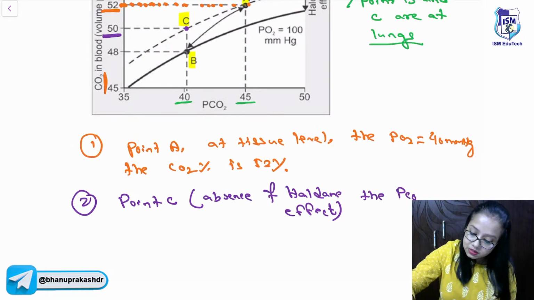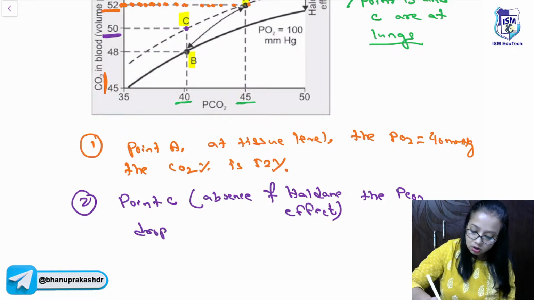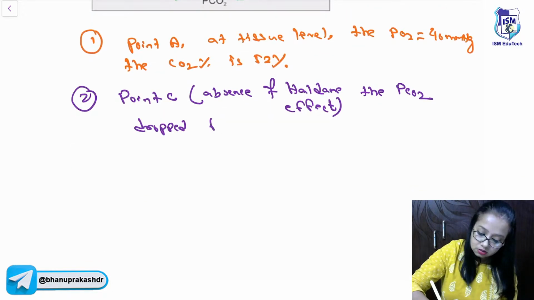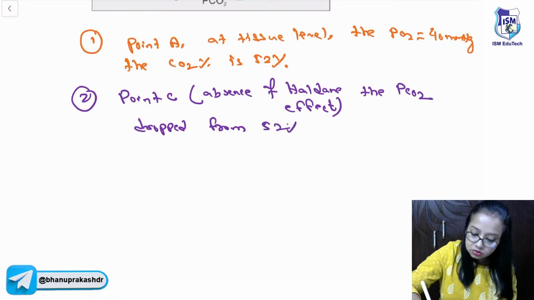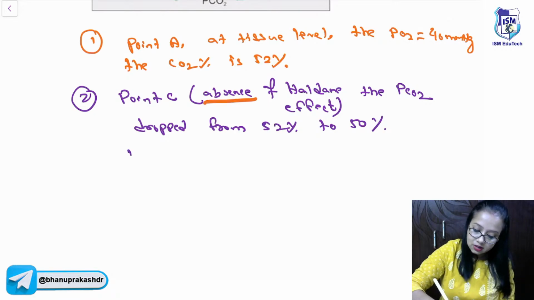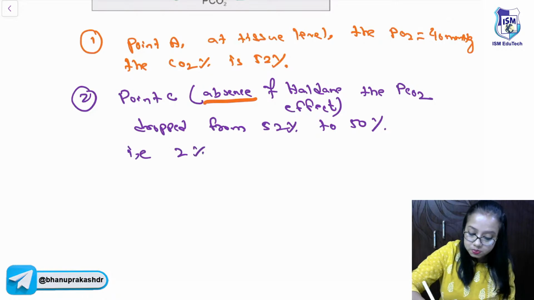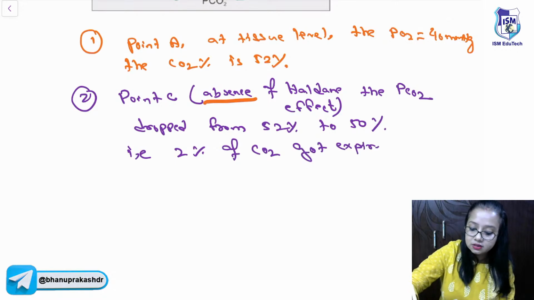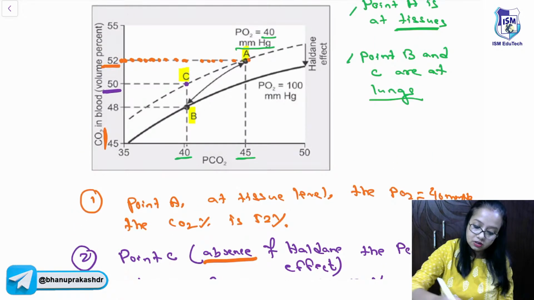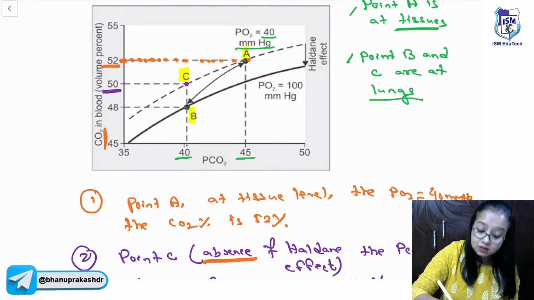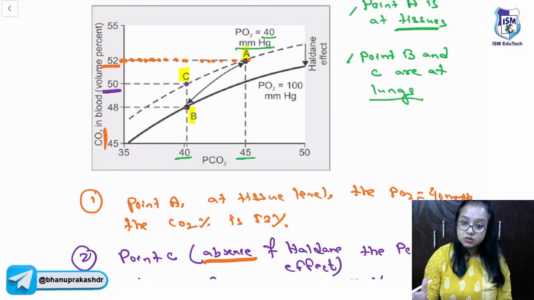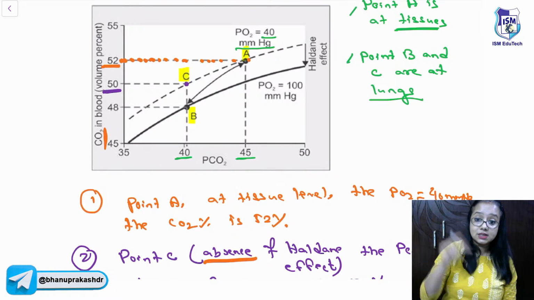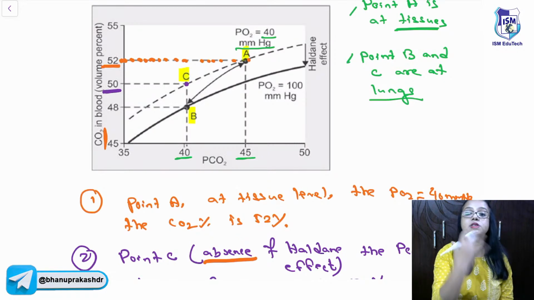Means from the tissue, when it came to the lungs, in absence of the Haldane effect, the content of carbon dioxide dropped from 52% to 50%. So, in absence of the Haldane effect, only 2% of carbon dioxide got expired. From 52, it has become 50. Means from the tissue, that 52% of carbon dioxide, when it came to the lungs, only 2% got expired out.